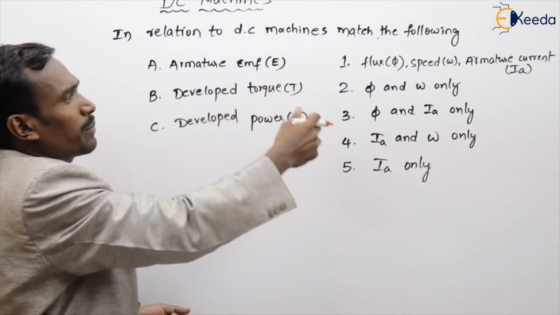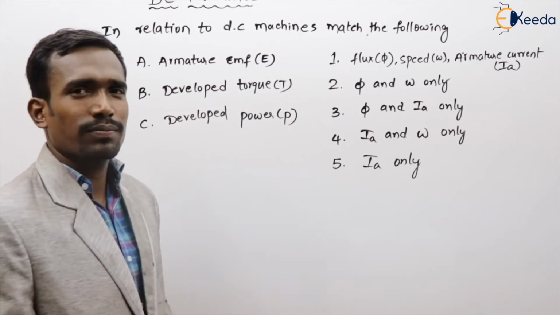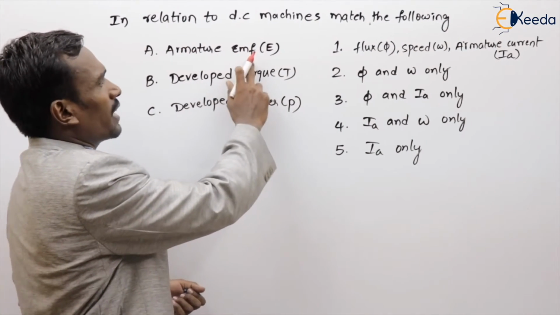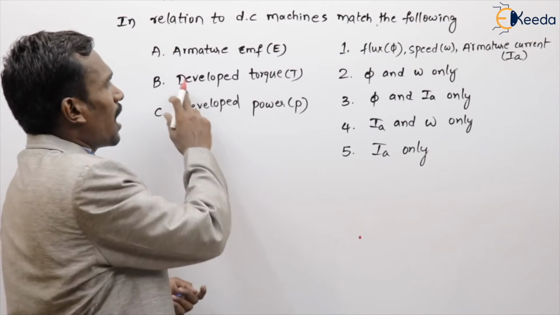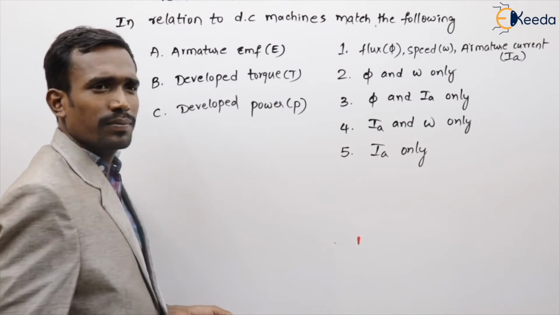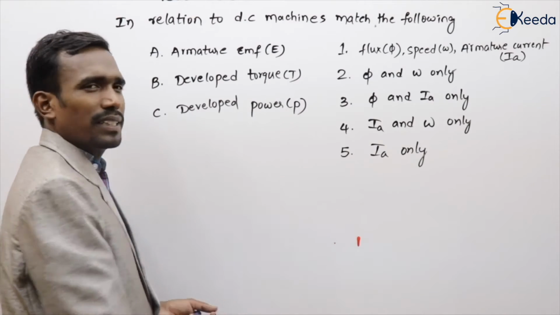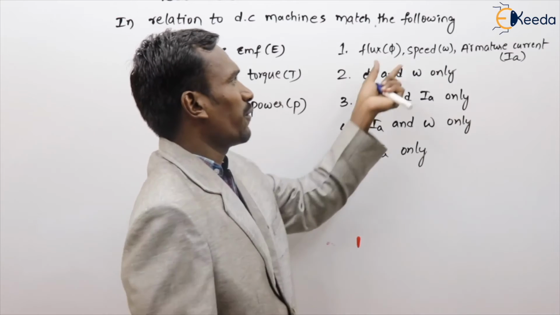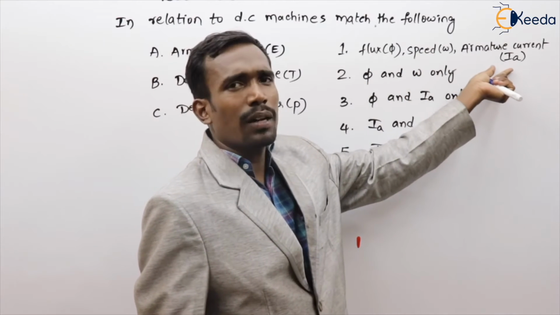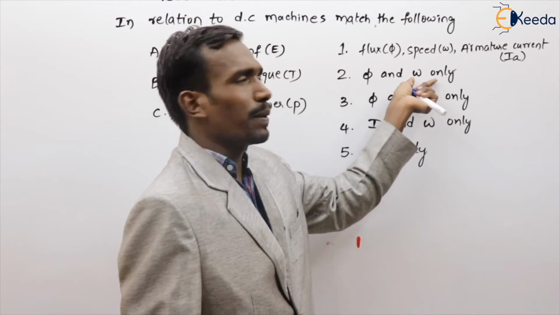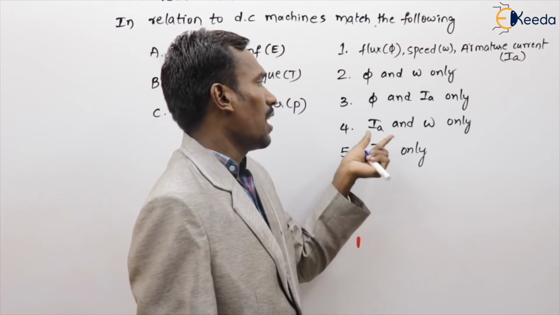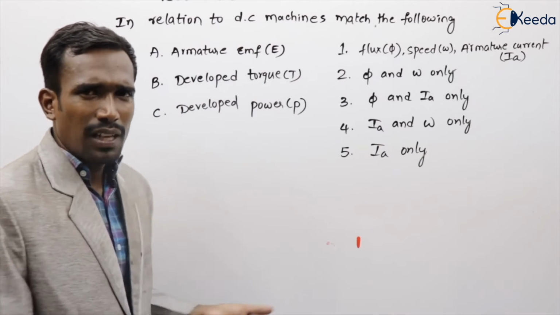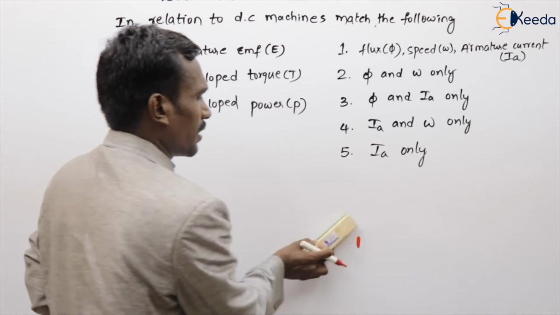In relation to DC machines, match the following. This is a question. Here, armature EMF E, developed torque T and developed power P. And here some are there: flux, speed, armature current, flux, speed, flux, armature current, speed, only armature current. Like that, many are there. Let's see which depends on which.